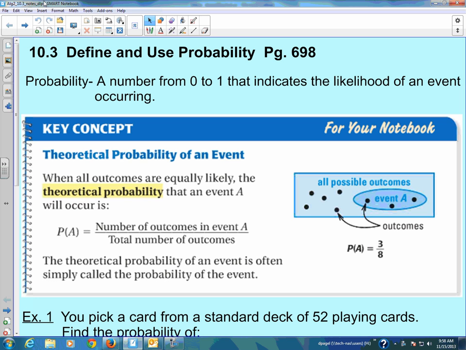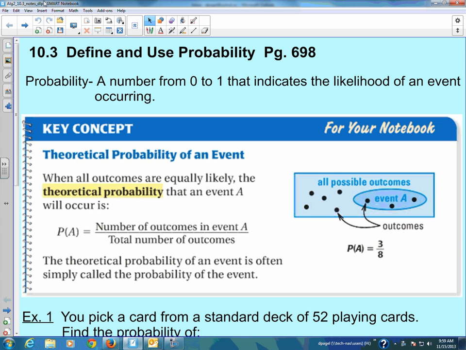In section 10.3, we're going to work with defining and using probability. In our previous two sections, we were working with ways of counting up groups. How many outcomes could you have through permutations or through combinations? Remember that permutations dealt with figuring out how many ways I can pull a group together where order is important. If I didn't care about the order, I would be working with the combination.